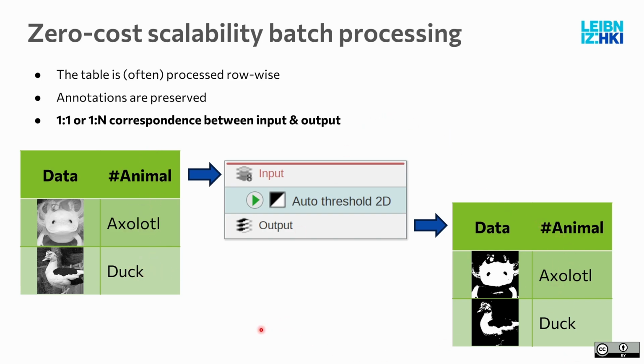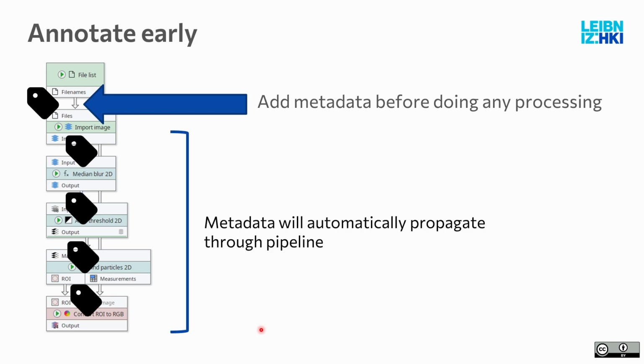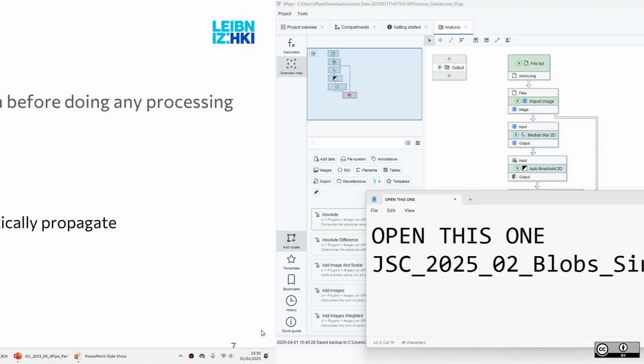Because metadata in JIPipe is propagated across the pipeline. So the idea is you do this early, ideally when there are still files, then JIPipe will automatically propagate the metadata for you through the whole pipeline. And then you have it available in later steps, including exporting things. So you have the file name. You don't need to remember it. It's there. JIPipe will add it for you. So let's do some batch processing on that one.